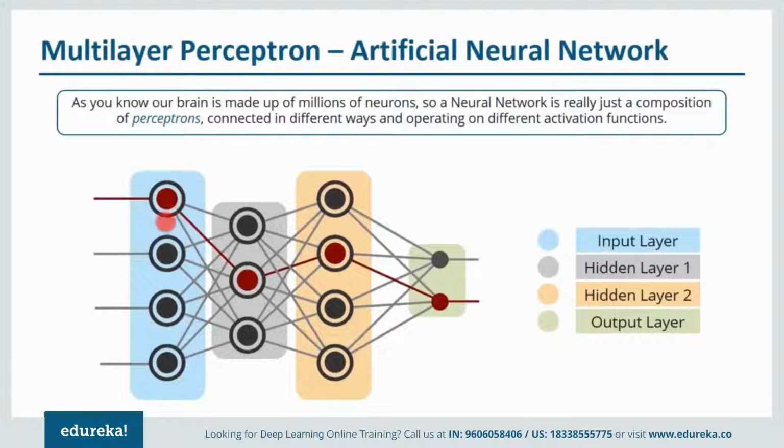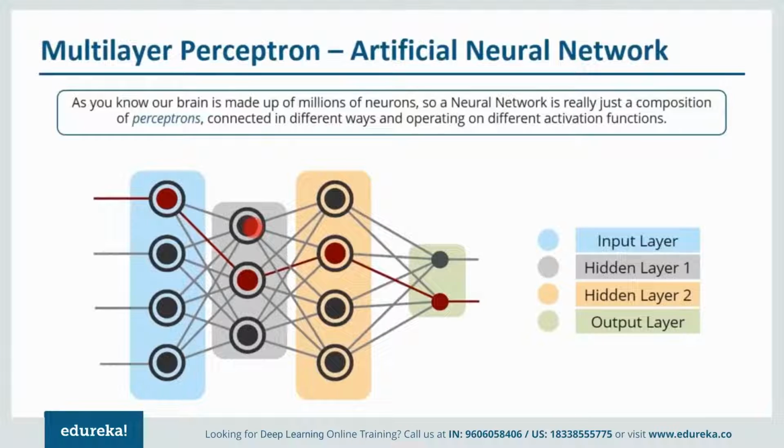And after some function, the output of these neurons will become the input to the next layer, which is nothing but your hidden layer 1. Then these hidden layers also have various neurons. These neurons will have different activation functions, so they'll perform their own function on the inputs that they receive from the previous layer.